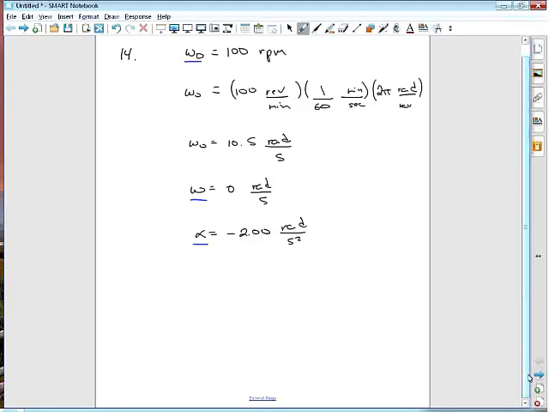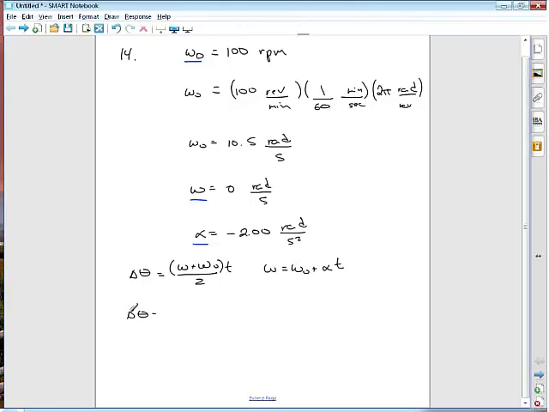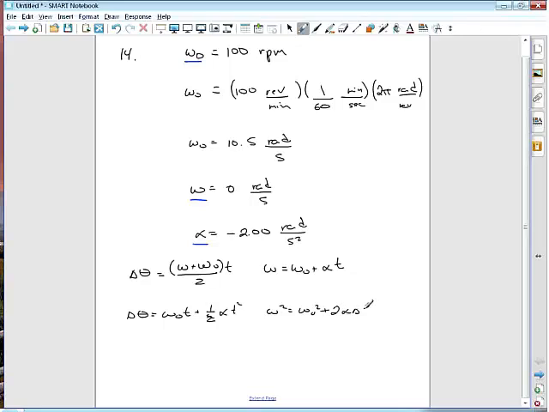And rather than just assuming that we know which one to use, let's just write them down. So we have delta theta is equal to omega plus omega 0 divided by 2 times the time. We have omega is equal to omega 0 plus alpha t. Delta theta is omega 0 t plus 1/2 alpha t squared. Let me fix the 2 there. And finally we have that omega squared is omega 0 squared plus 2 alpha delta theta.